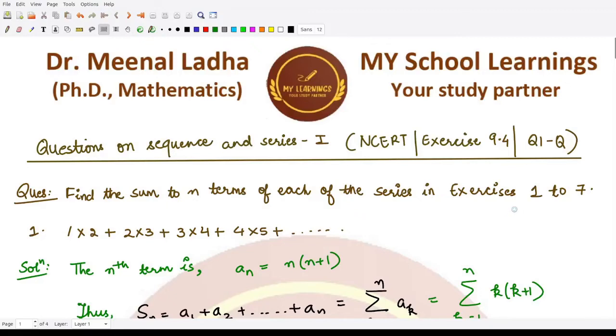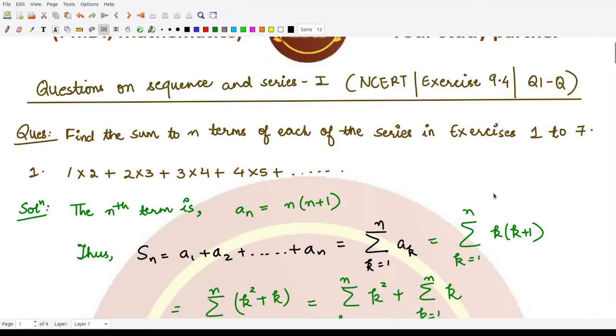In this video, we'll be solving a few questions from exercise 9.4. So let's start with some questions from exercise 9.4. The first question tells you that you need to calculate the sum up to n terms of each of the series. This series is given to us: 1 into 2 plus 2 into 3 plus 3 into 4 plus 4 into 5 and so on.